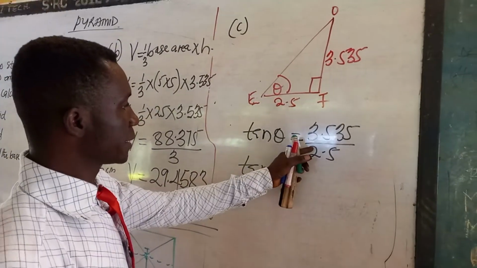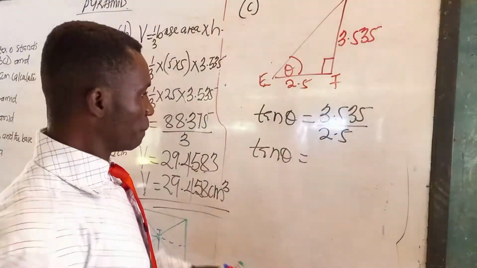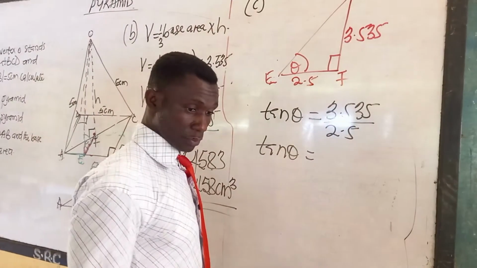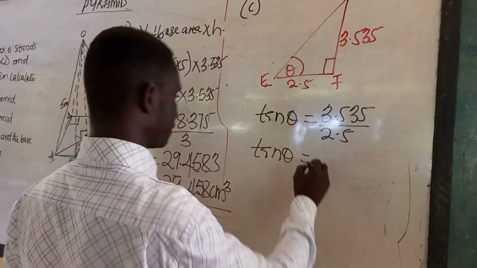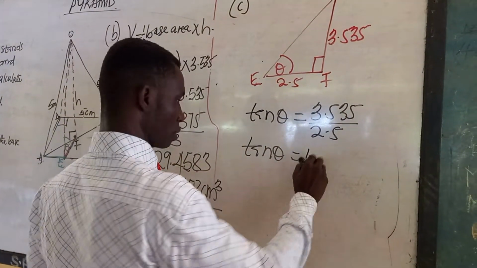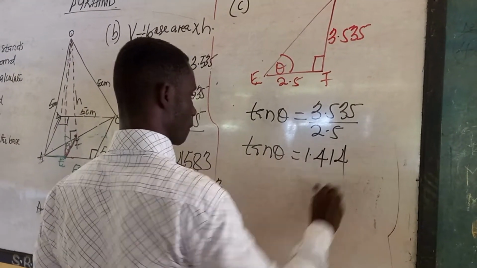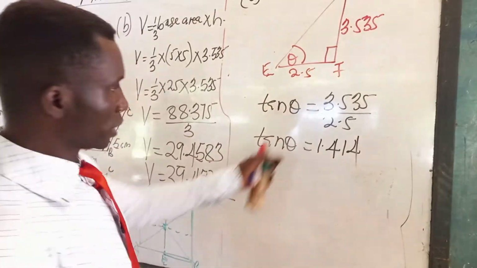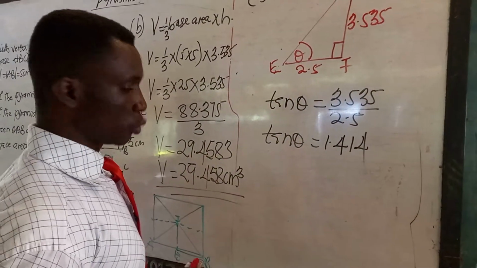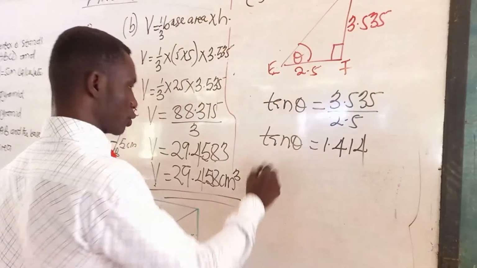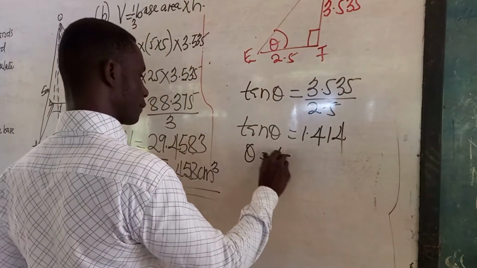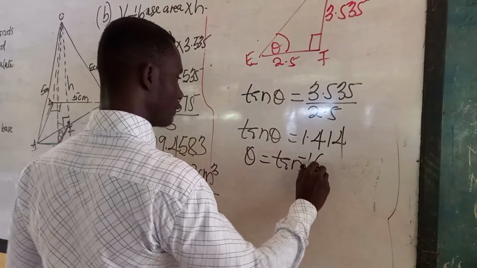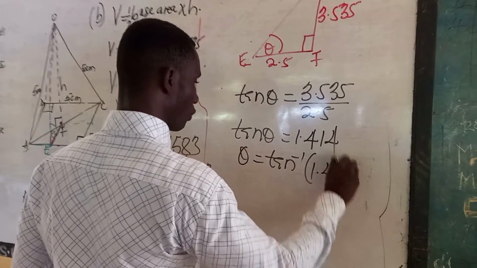3.535 divided by 2.5 will give us 1.414. So if I want theta, theta is equal to tan inverse of 1.414.